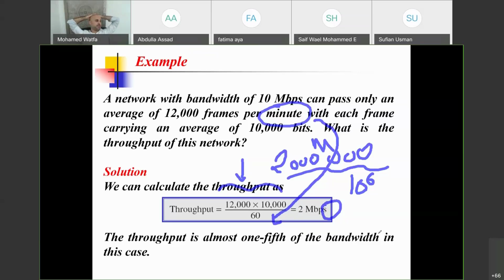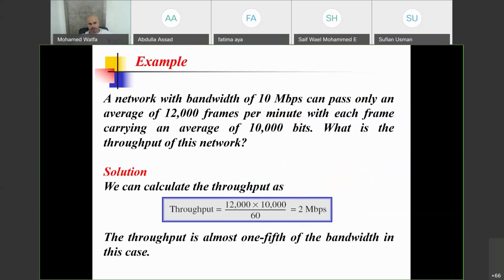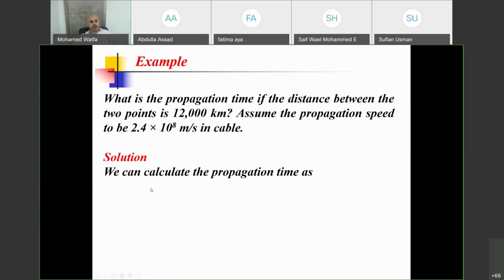Okay, guys, any other question? Okay, let's do more examples. What is the propagation time if the distance between 2 points is 12,000 kilometers, assuming the propagation speed to be 2.4 times 10 to the power 8 meter per second? Okay, so now we're talking about delay. I'll be talking about it more, but again, this is basic stuff.